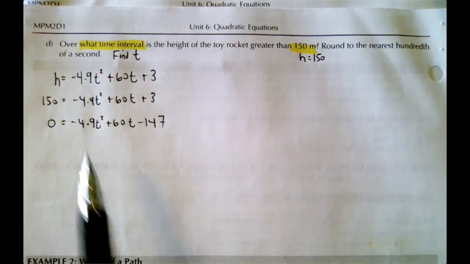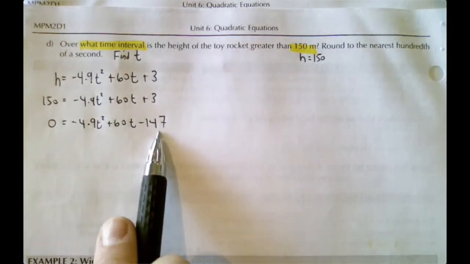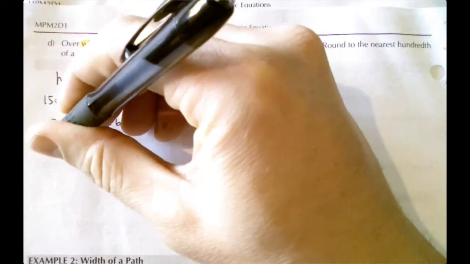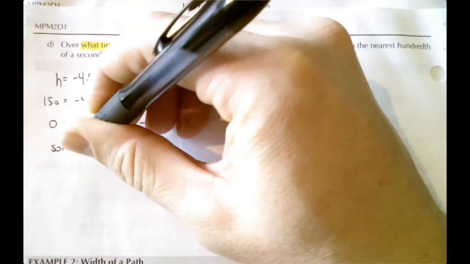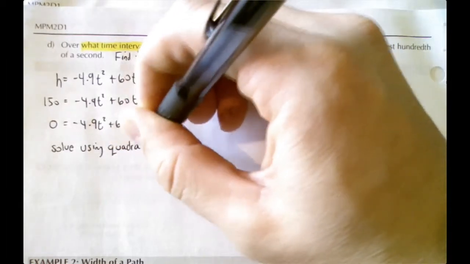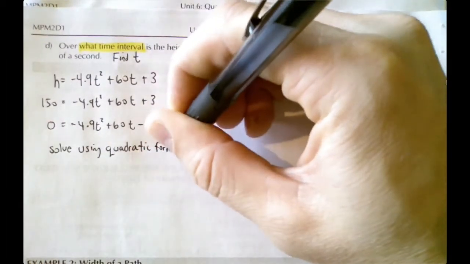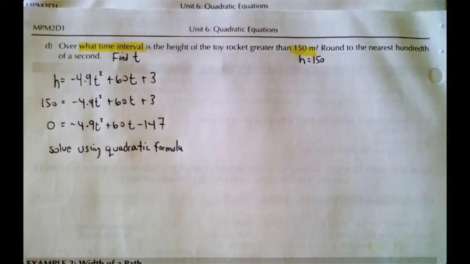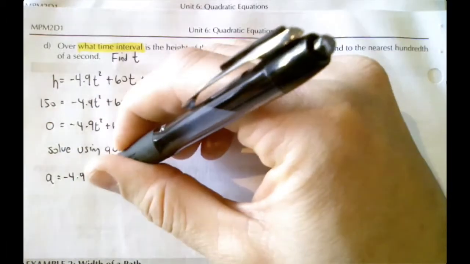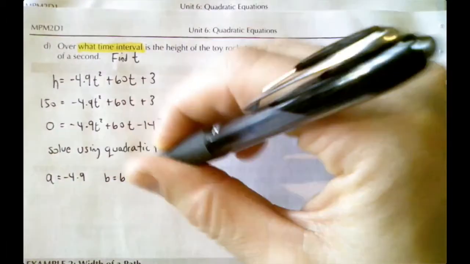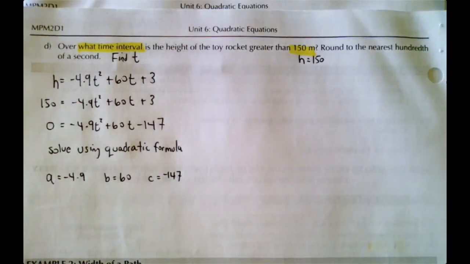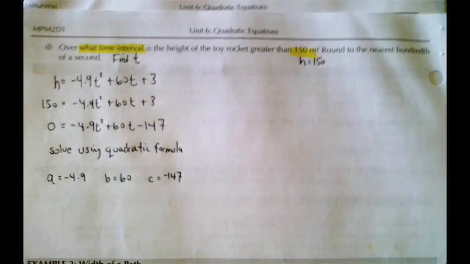We could try to factor this, but again, factoring might not be possible because we have decimals. So our only real option is to use the quadratic formula. And we've got A, B, and C. So let's use the quadratic formula.